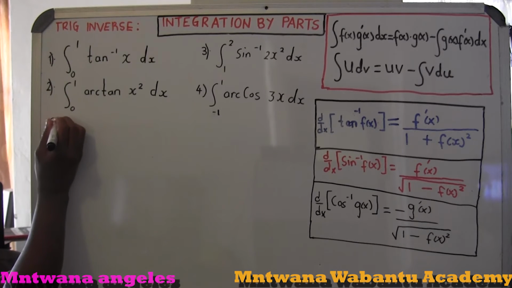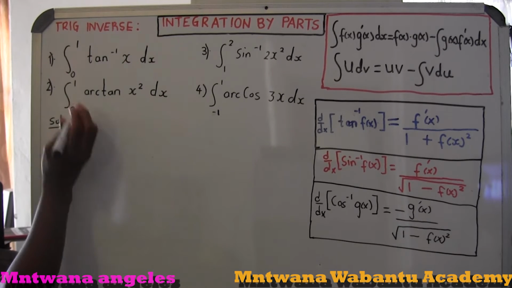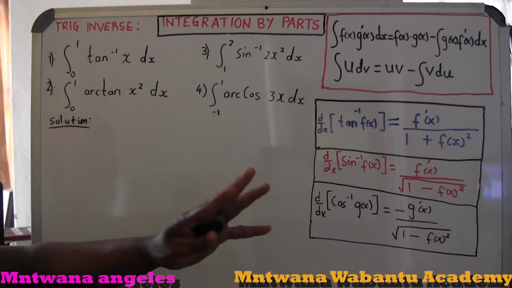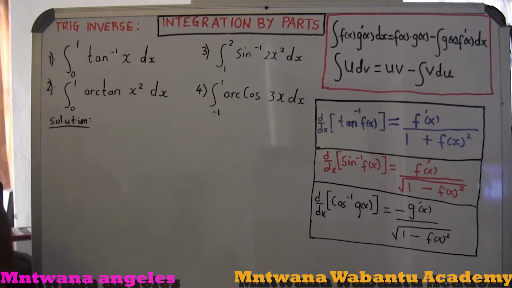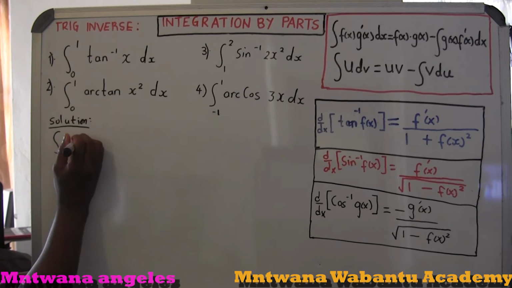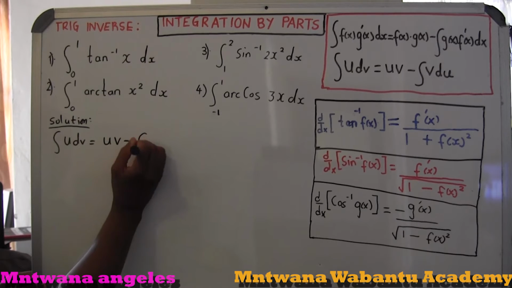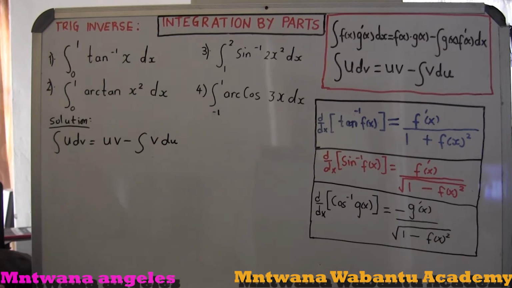For the phase one solution, we have the phase and the formula. So we're going to write the formula because we have already identified this as trigonometric by parts. So now I'm going to write my formula. You can use either the first one or the second, it's the same thing. Okay, let me use the second one. The integral of u dv equals uv, and the integral, now you switch, this is u dv, now you say v du.